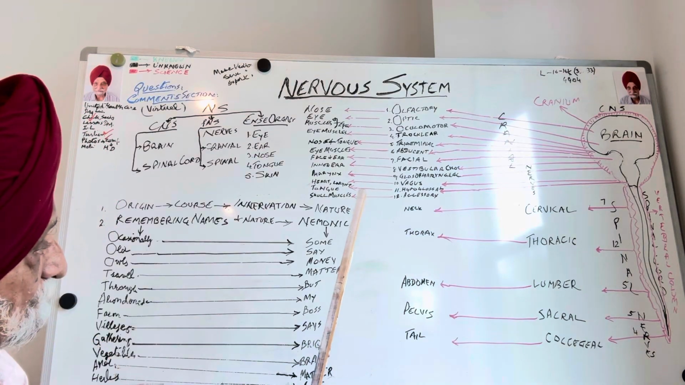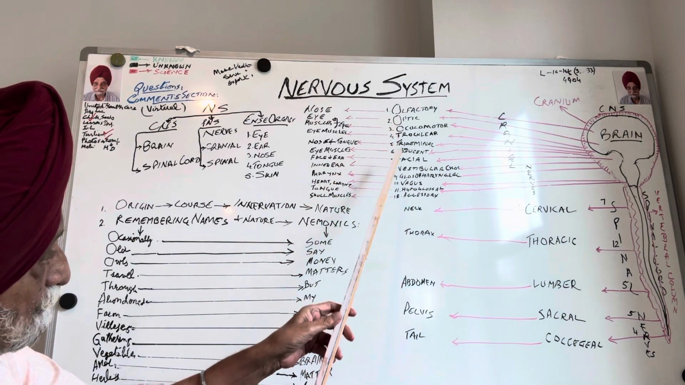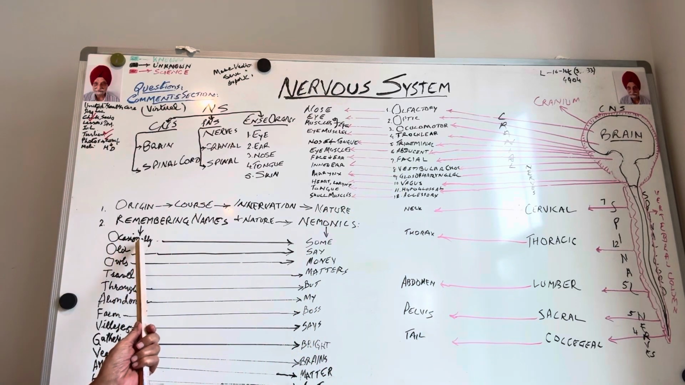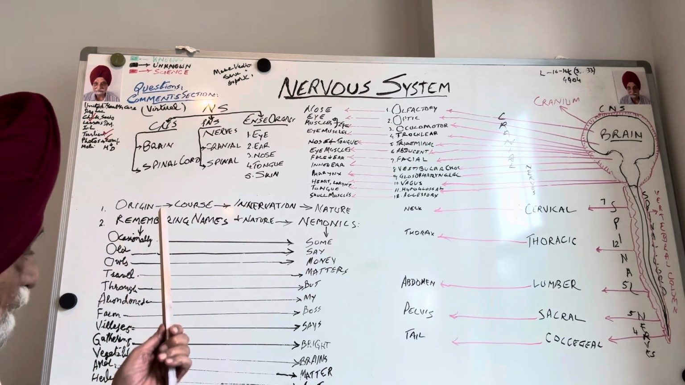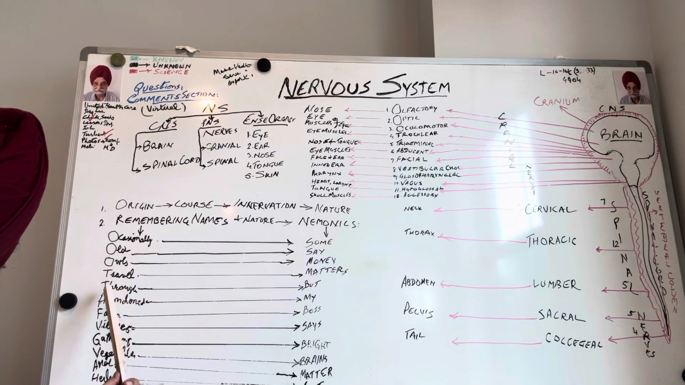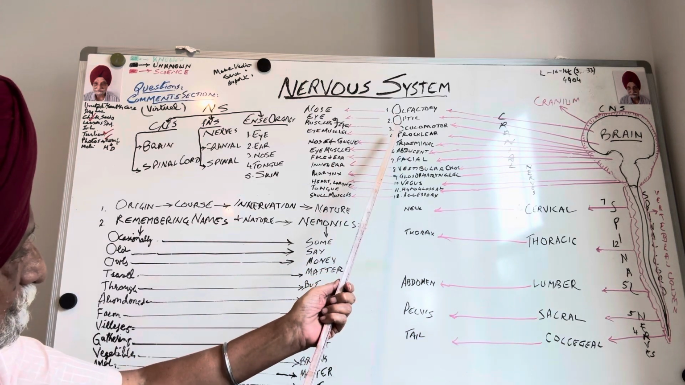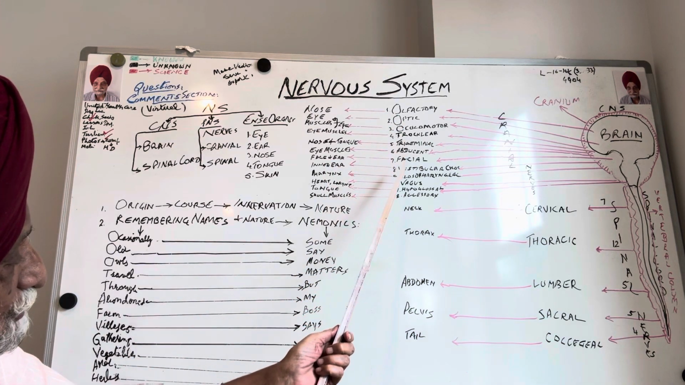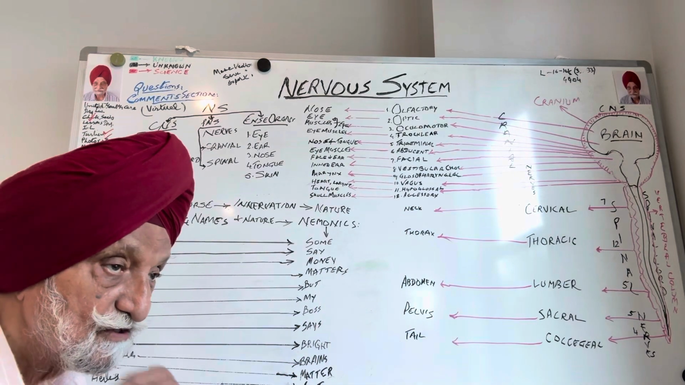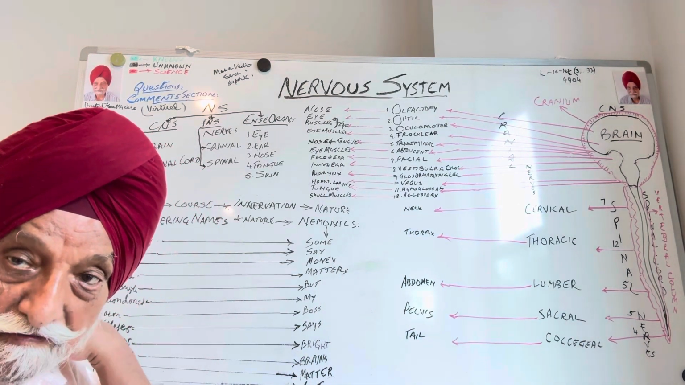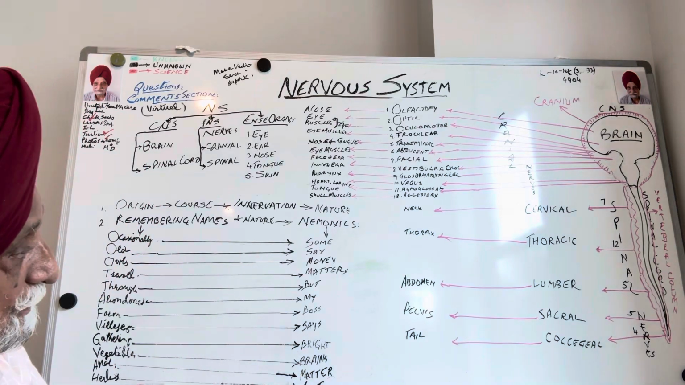Now the sentence for the names of the nerves is: occasionally, old owls travel through abandoned farm villages, gathering vegetables and herbs. If you take the first letter of each word of this sentence, that will give you the first letter of the name of each cranial nerve. So that is how you can remember the 12 pairs of cranial nerves.